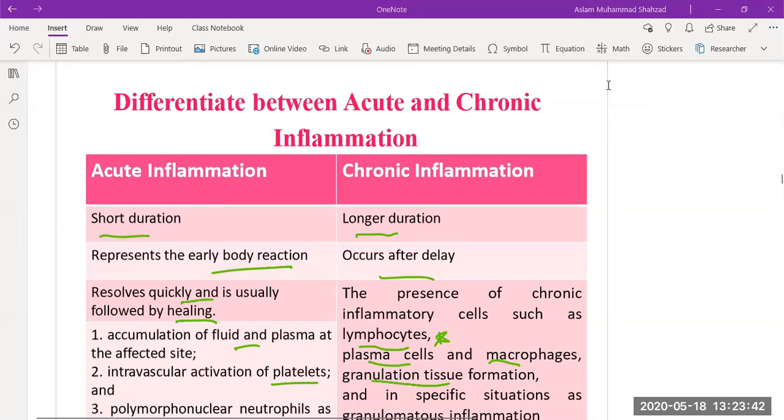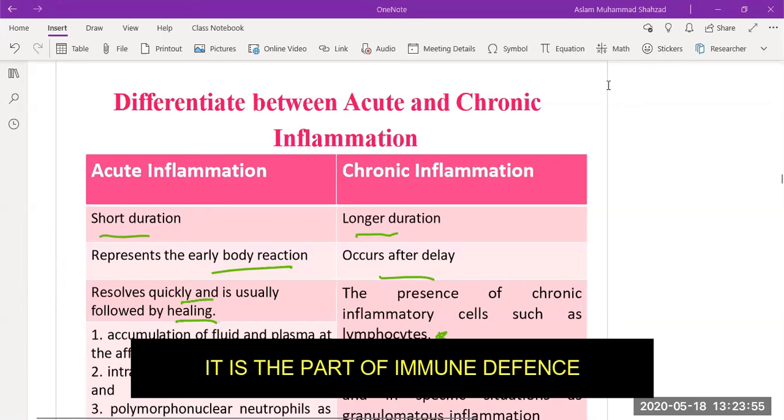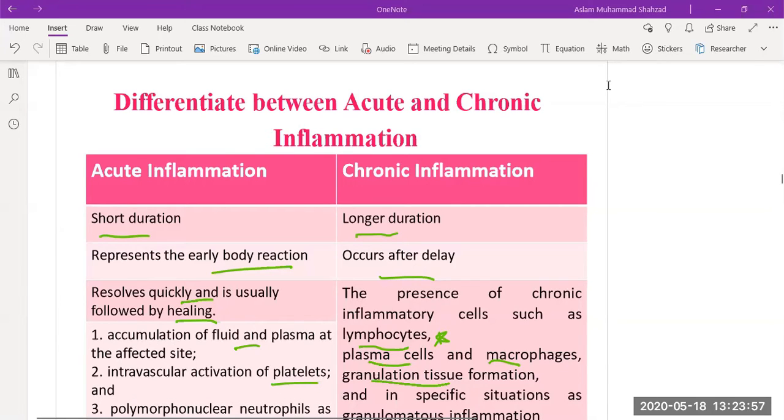And there are different types of lymphocytes such as T cells, B cells, and killer cells, and they are responsible for protecting the body. It is a part of the immune defense to identify antigens and produce antibodies so that they destroy the antigens and minimize the effects.